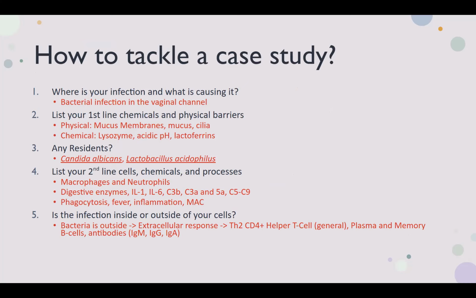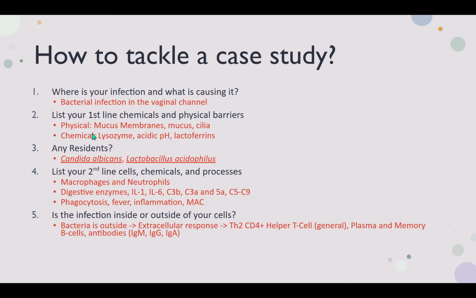So the first thing you should look at when you read the question is where is your infection located and what is causing it? So the example I used is a bacterial infection in the vaginal canal, which is very similar to the middle practice example on question 9, talking about an extracellular gram-negative bacterial infection. So the first thing you want to do is, okay, I have a bacterial infection, vaginal canal. So first thing you do, list your physical and chemical first line barriers. So for physical barriers, I have the mucous membranes, the mucus, and I have cilia.